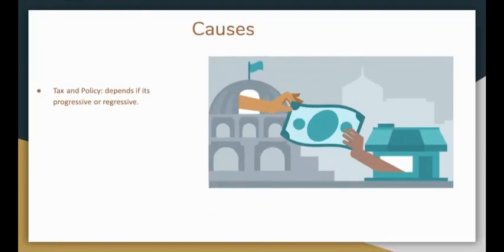Tax and policy. It depends on if it's progressive or regressive for investors. If it's regressive, it means that it is more difficult for investors to develop their companies, making the gap of income inequality even bigger. With a policy that supports the upcoming of new companies, it is possible to decrease the inequality gap.